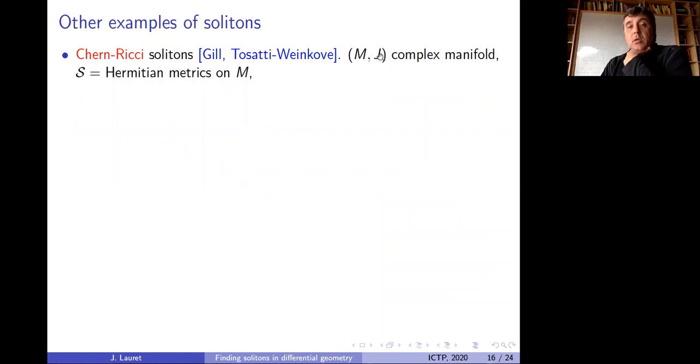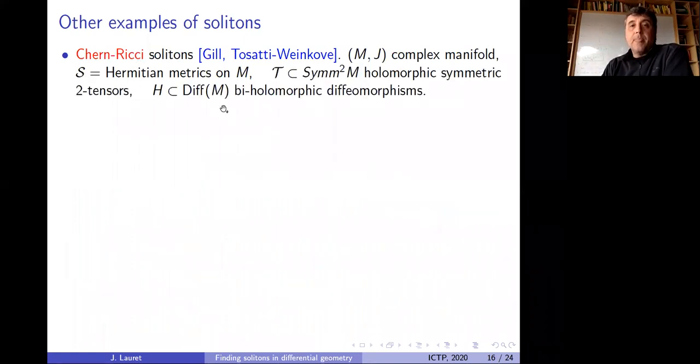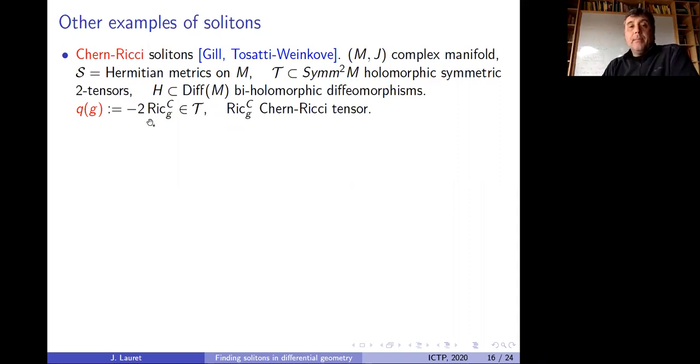So it's not only that M is fixed, it's fixed as a complex manifold. The complex structure J is fixed, and you consider all Hermitian metrics on M. And then, instead of all symmetric tensors, you have holomorphic symmetric two-tensors, and holomorphic diffeomorphisms for the equivalence. And a very natural preferred direction is the Chern Ricci tensor.